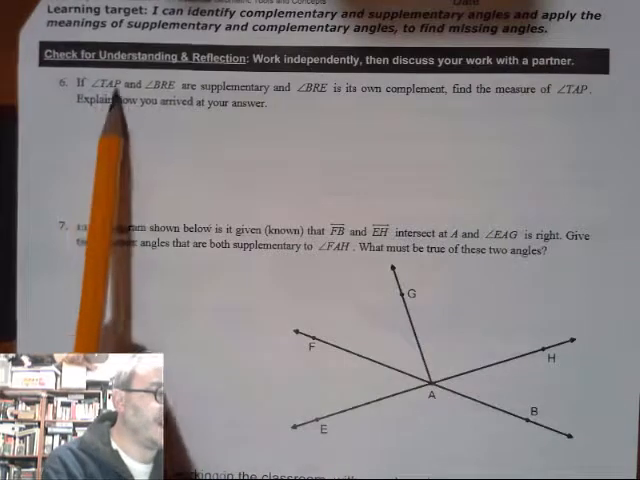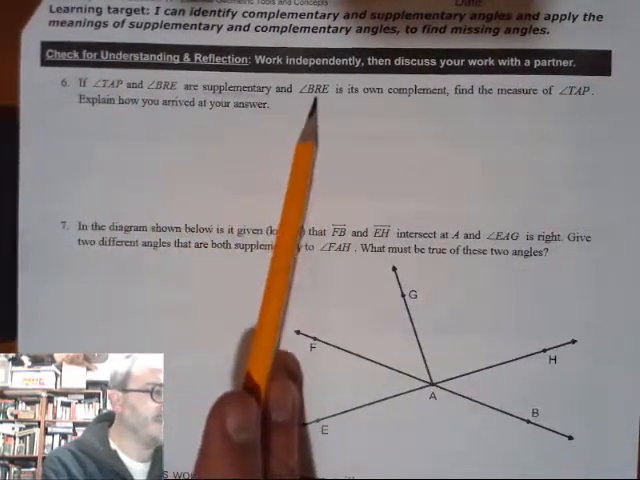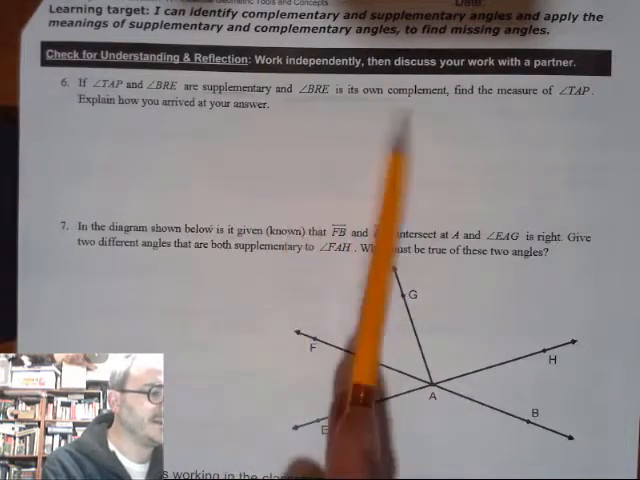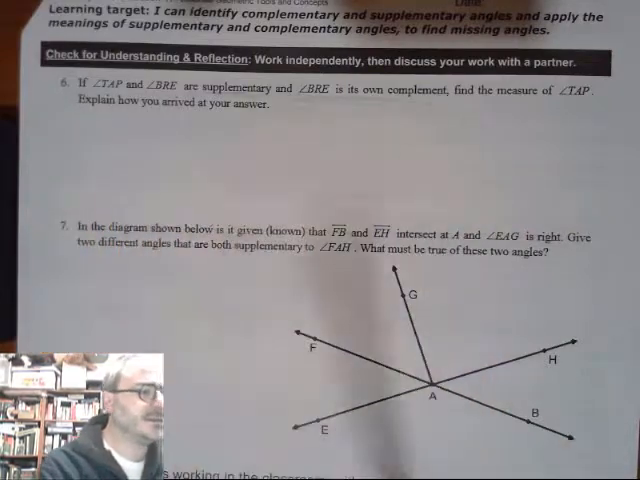If TAP and angle BRE are supplementary, and BRE is its own complement, find the measure of TAP. Okay. So I have these two angles.